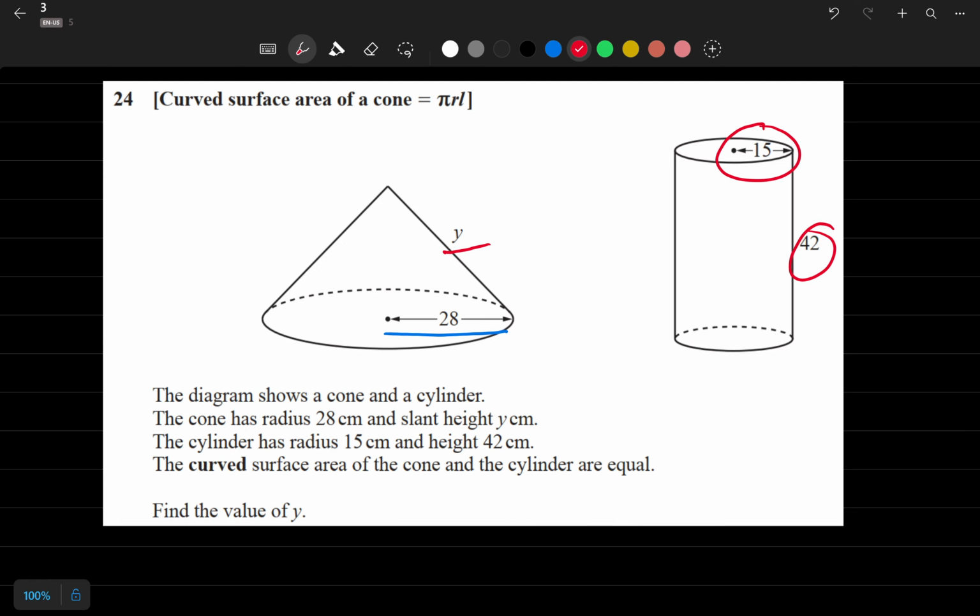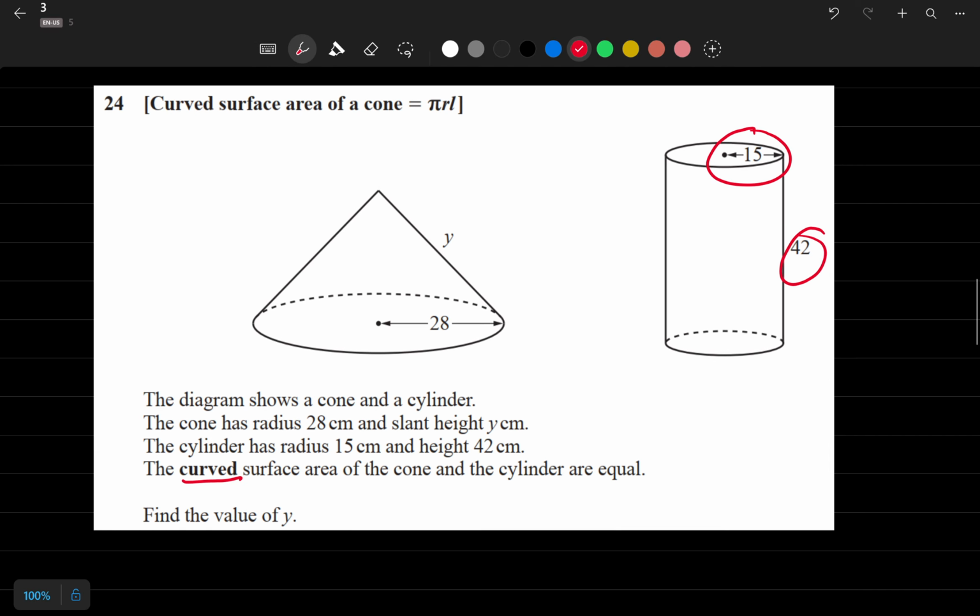Okay, so note, it is not the total surface area, only the curved surface area, which means you have to calculate only this part of the surface area and not add this circular base. You will not add the circular base, only find the curved area, which will be equal to the surface area of the cylinder. So let's work out both of these.